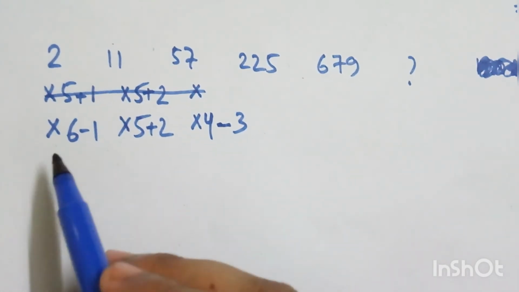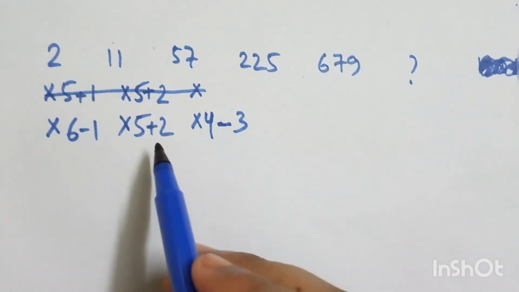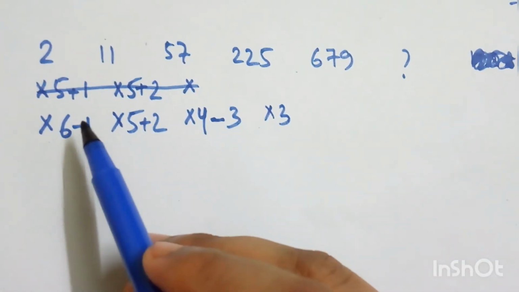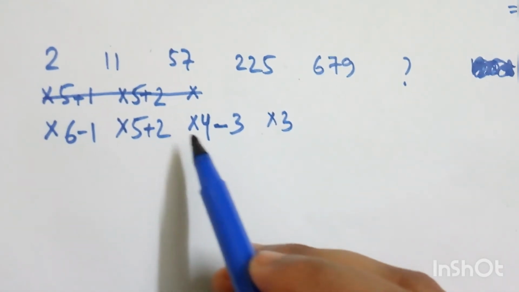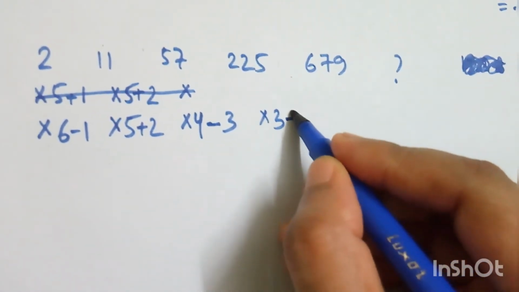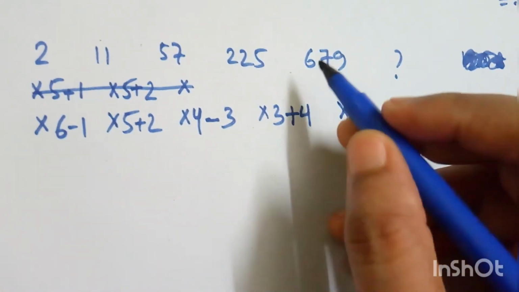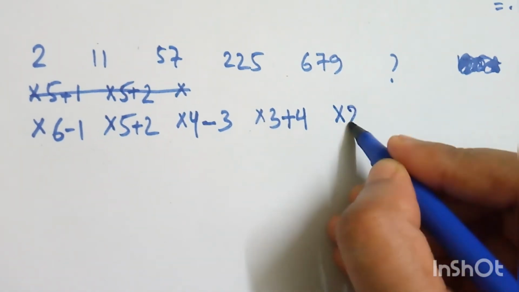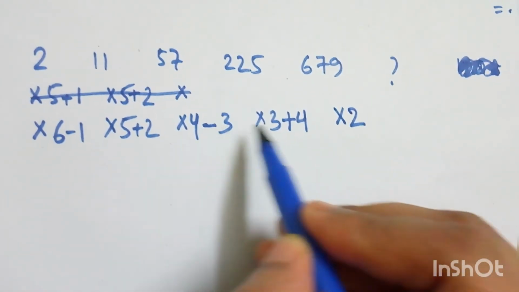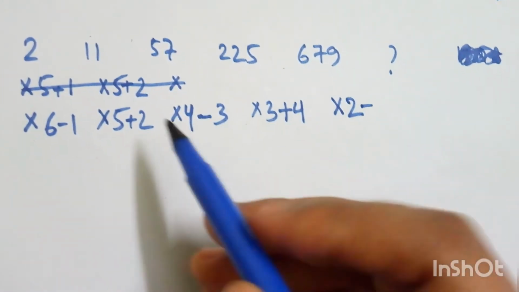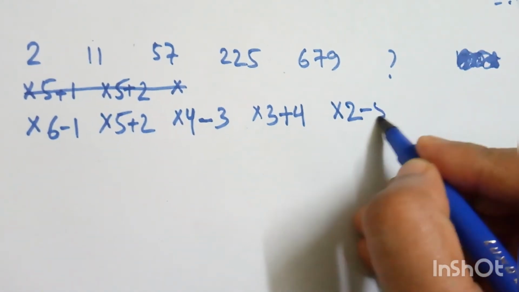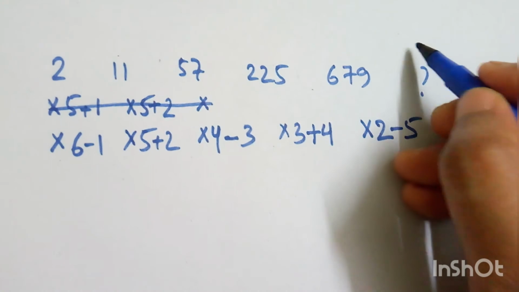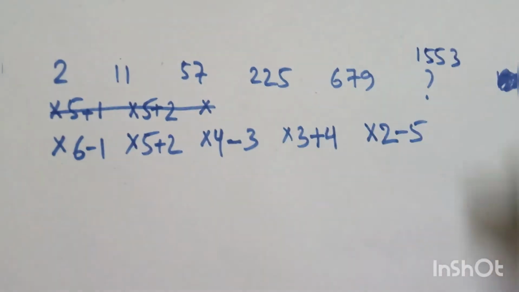multiplying number is decreasing like 6, 5, 4, it will be 3. And the first one is minus 1, plus 2, minus 3. So then will be plus 4. Last number will be 6, 5, 4, 3, 2. Minus, plus, minus, plus, it will be minus. 1, 2, 3, 4, it will be 5. So 779 into 2 minus 5, you will get 1553.